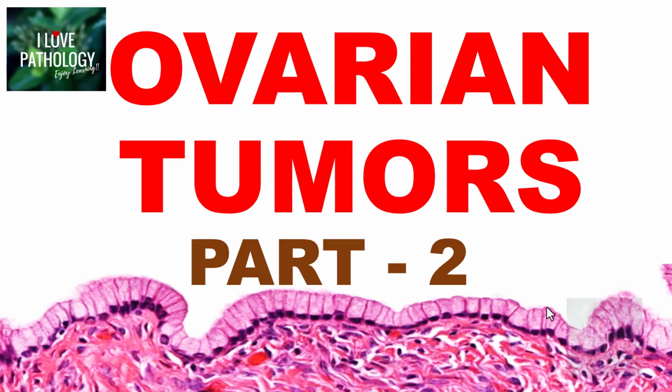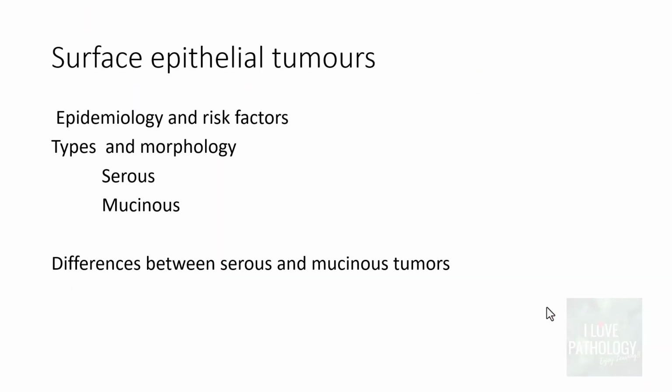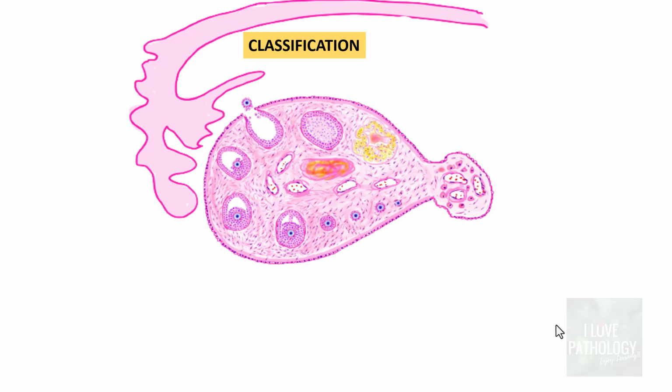In part 1, we discussed the anatomy and histology of the ovary, and then we looked into the classification of ovarian tumors, right? In this part, we will be looking at surface epithelial tumors. We will understand the epidemiology and risk factors of surface epithelial tumors, and then in detail, we will try to learn serous and mucinous tumors, and finally, we will understand the differences between serous and mucinous tumors.